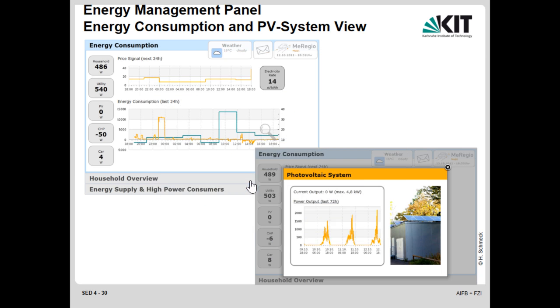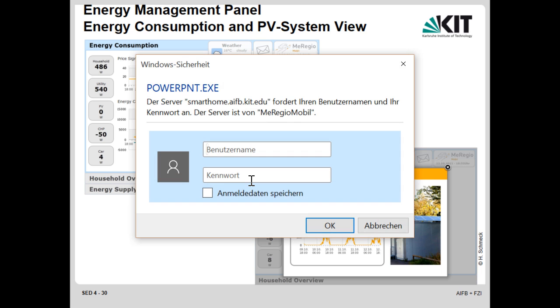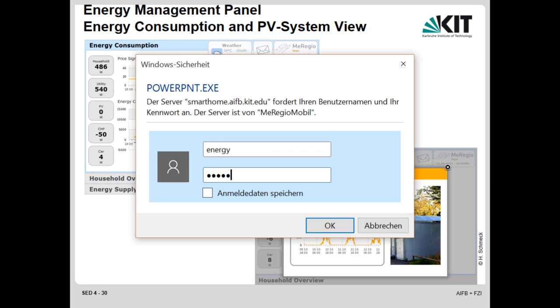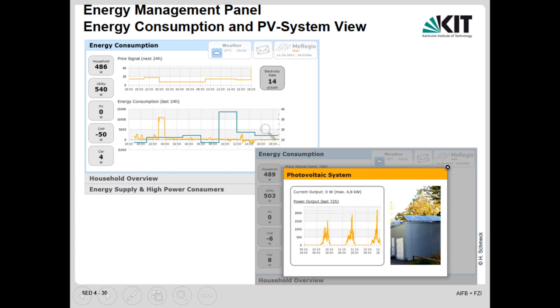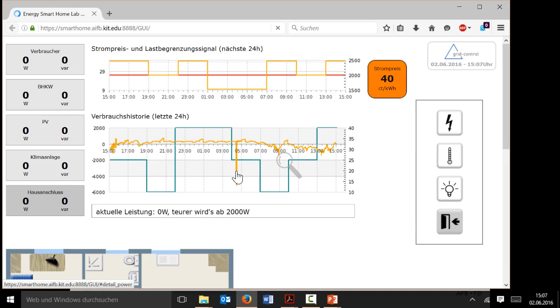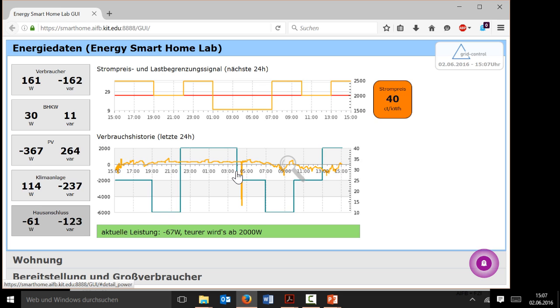I have to identify myself again. I don't know why it asks for it twice. Oops. There it is, and I will have to do that again. And there you see now live data from the house.